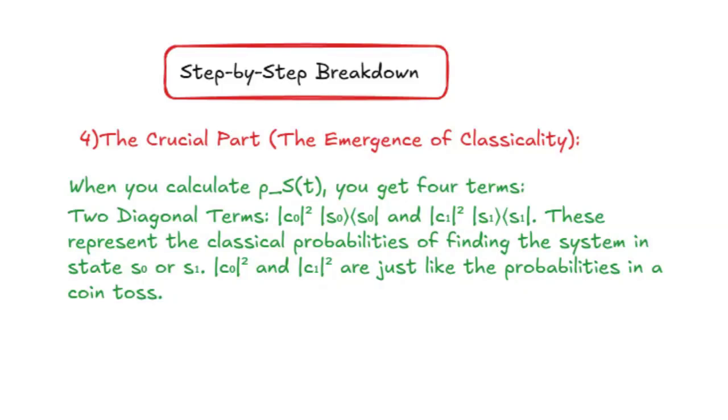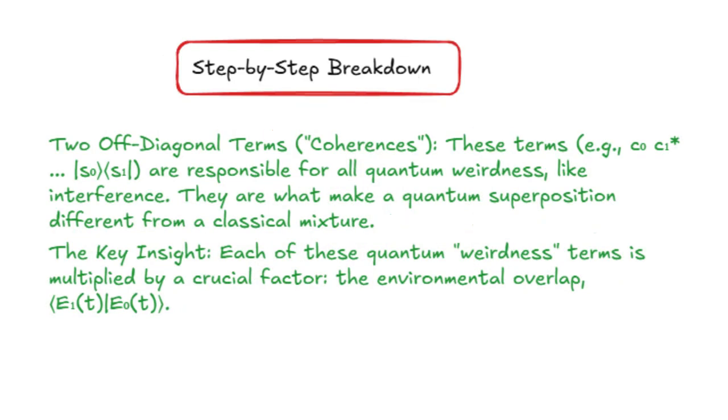The quantities absolute value of C0 squared and absolute value of C1 squared are just like the probabilities in a coin toss. 2 off-diagonal terms, called coherences. These terms, for example, C0 times C1 star times ket S0 bra S1, are responsible for all the quantum strangeness, such as interference. They are what make a quantum superposition different from an ordinary classical mixture.